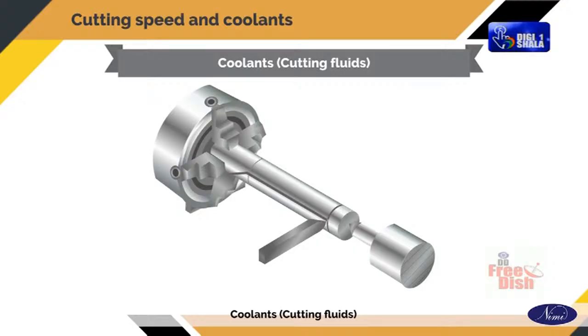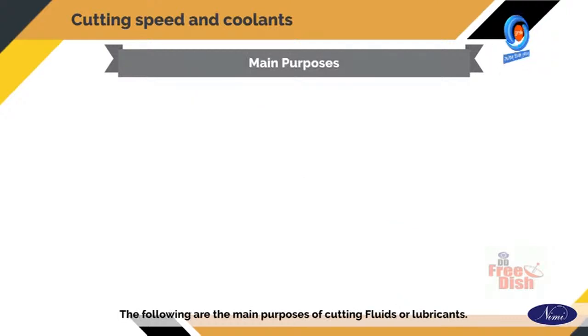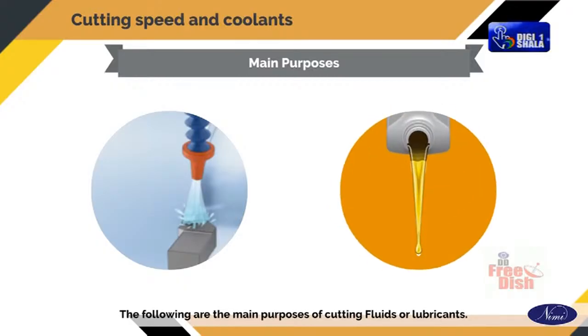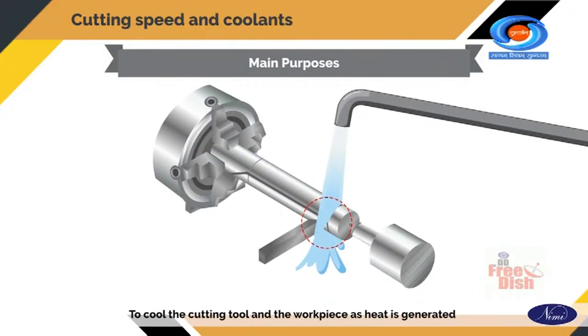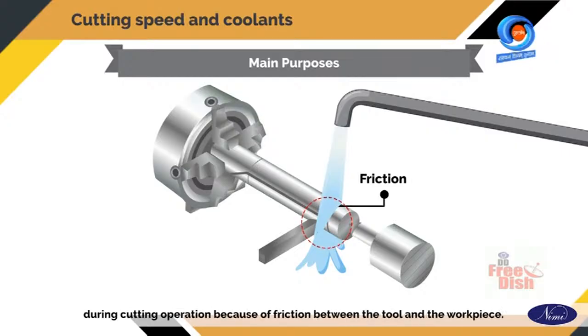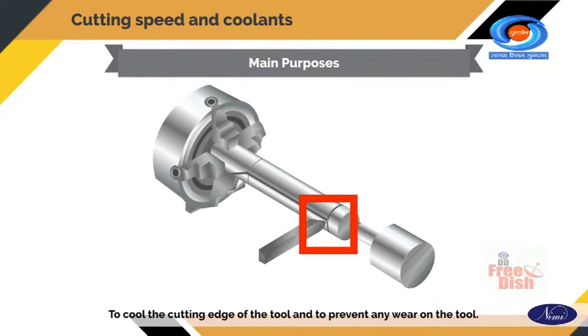Coolants. Cutting fluids are essential in most metal cutting operations as they play an important role in reducing the wear of cutting tools. The following are the main purposes of cutting fluids or lubricants. To cool the cutting tool and the workpiece as heat is generated during cutting operation because of friction between the tool and the workpiece. To cool the cutting edge of the tool and to prevent any wear on the tool.